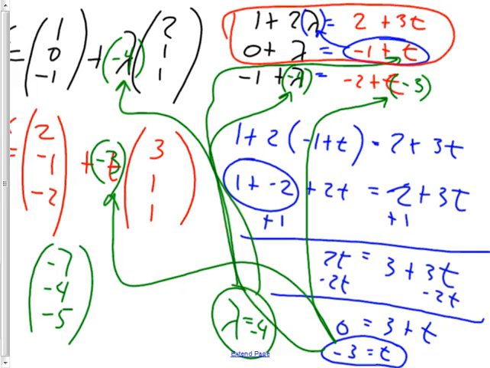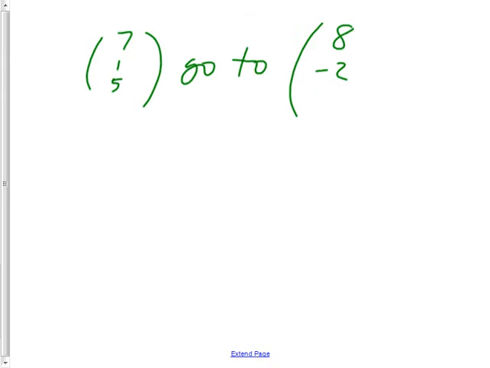Here's a simple one that's really important, and I haven't reviewed it, but I feel like I better. I hope this is simple, but if I start at 7, 1, 5 and I go to 8, -2, 9, can you write a vector for that if it goes from this point to that point?